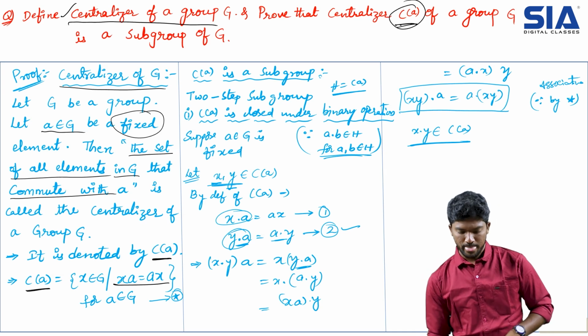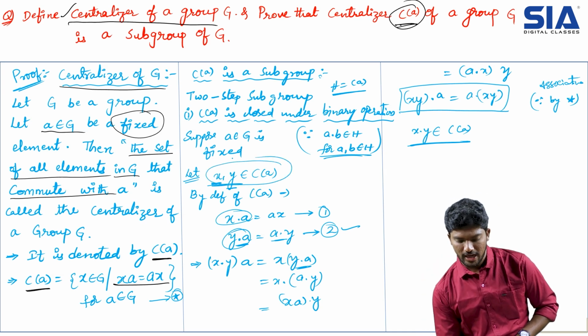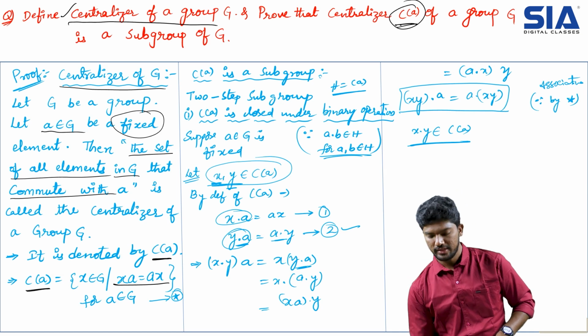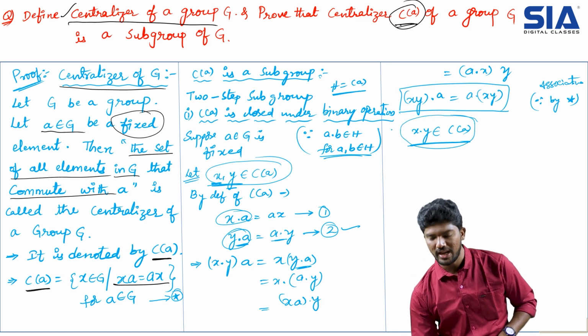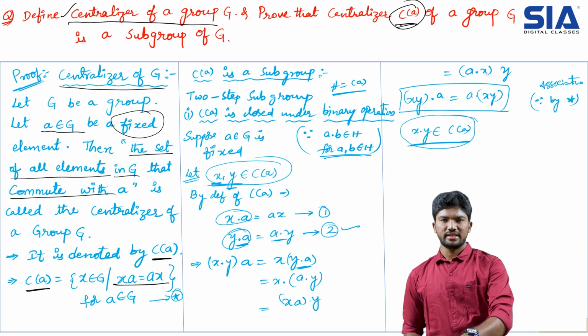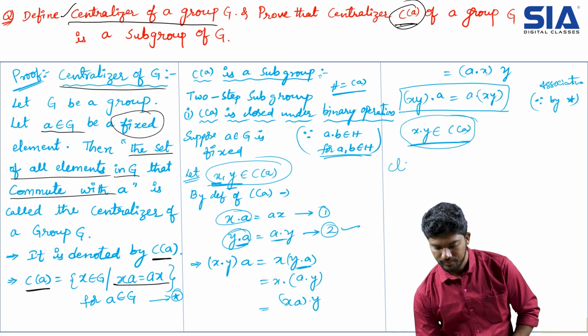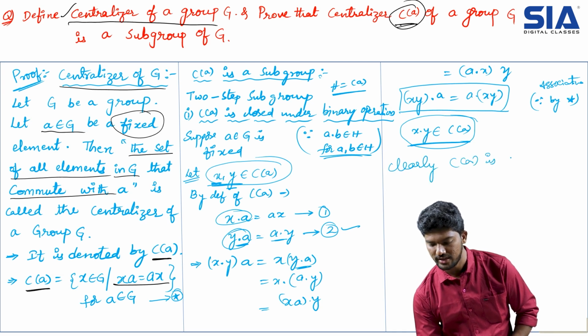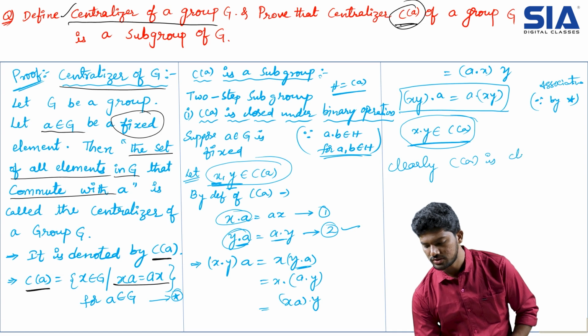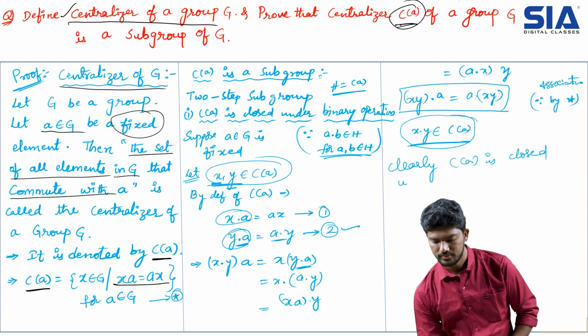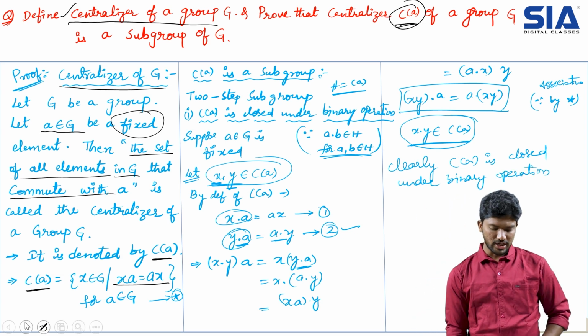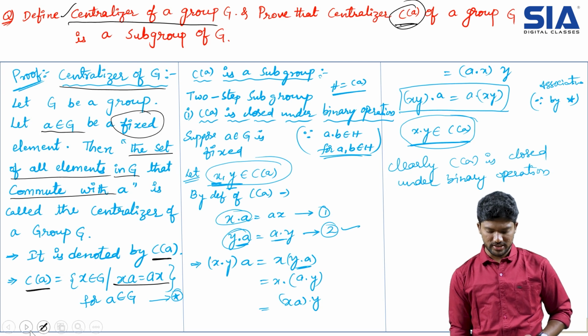You can observe here, first of all I took x comma y belongs to C of a. Then we proved that their product belongs to C of a. Then we can say clearly that C of a is closed. C of a is closed under the binary operation. That is the first condition.